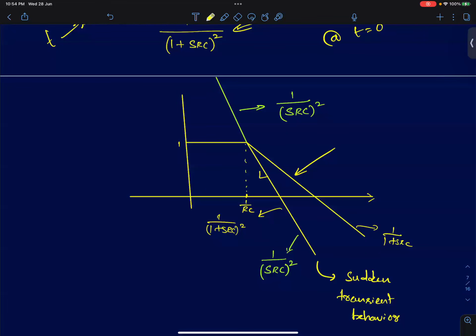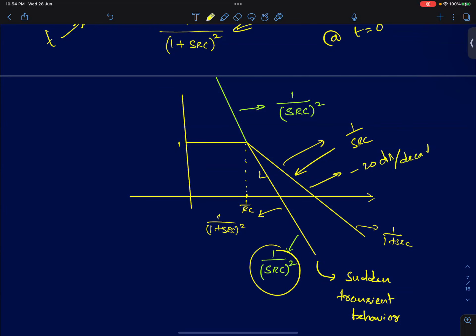After the pole 1 by RC, it's going to roll off as 1 by SRC, right? Like a first order integrator. If you add another pole, then that's going to roll off with a slope faster than the first order system. That's going to roll off with a slope of 1 by SRC the whole square. Or in decibels, the first roll off is with a slope of minus 20 decibels per decade. This guy, because it has two poles, is going to roll off with a slope of minus 40 decibels per decade.